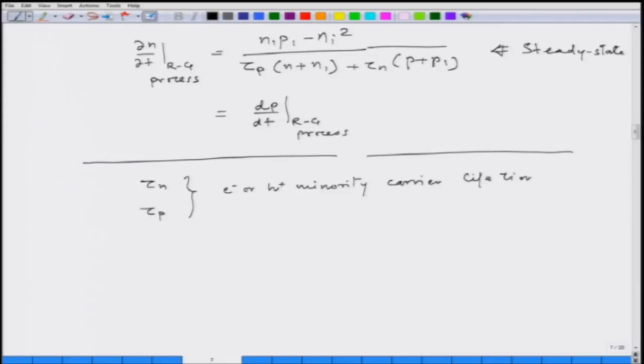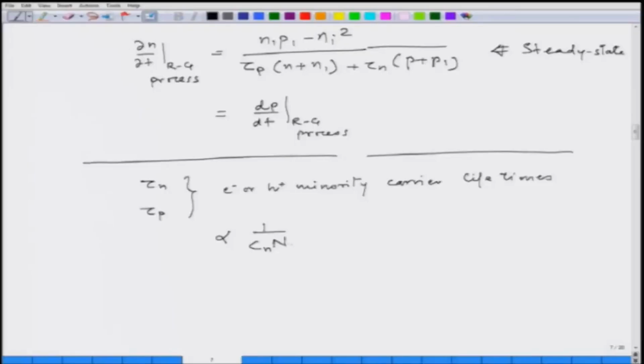And they are being defined with respect to the presence of RG centers in the material, and the important part of it is that in most semiconductors, this RG process will always exist, and hence this is an important parameter for materials. What is this dependent on? It is proportional to, as you can see, 1 over some constant times capital N t.